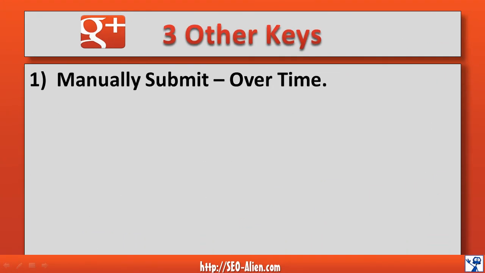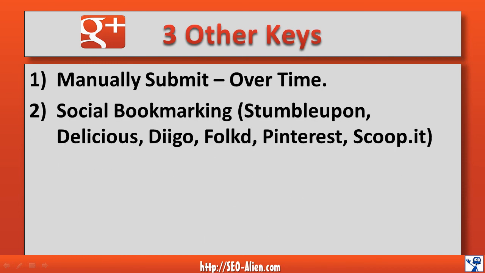Three other keys: when you're building profiles, don't use any auto-submitting programs. Don't do it too quickly. Submit them over time. My suggestion is just do 1 or 2 a week. Google knows if you're doing it too fast, and especially if you're using automated software, because they know no human could possibly submit to 50 sites in 10 minutes. So they will penalize you for that. So do it slowly, manually submit over time.